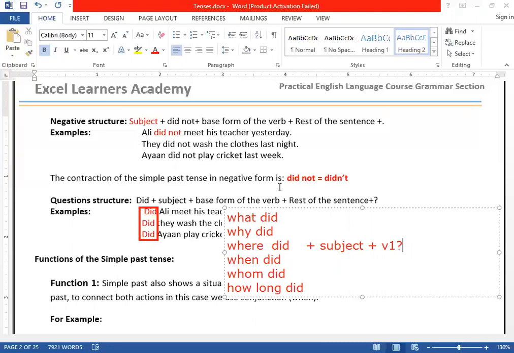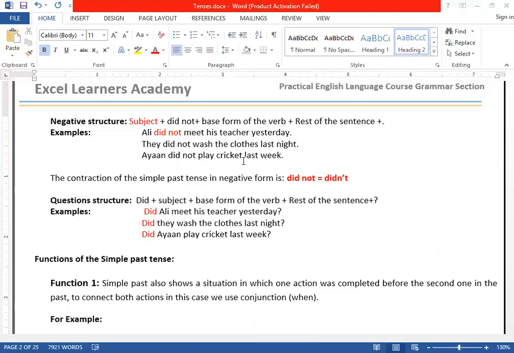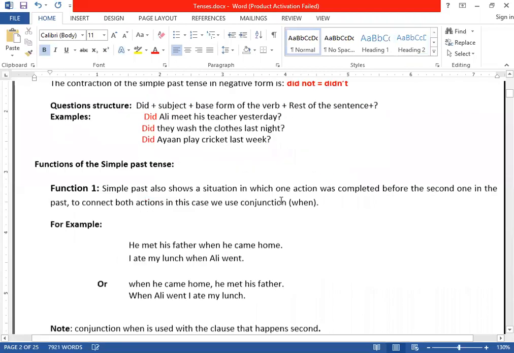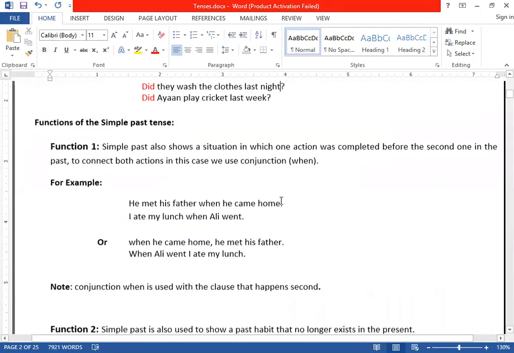Now, let's study more functions of simple past tense. That was the basic one. Now we want to study a little bit more advanced functions as well for simple past tense, clear? Function number one of simple past tense is that we can combine two clauses together, like two actions are happening. How many actions? Two actions. Simple past tense also shows a situation where one action was completed before the second one in the past.